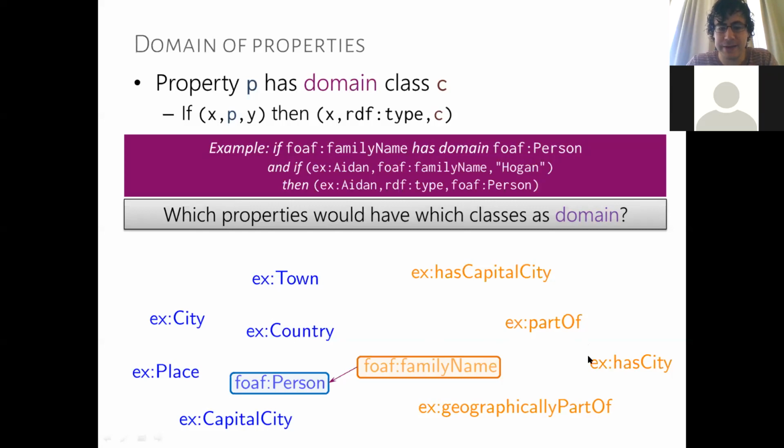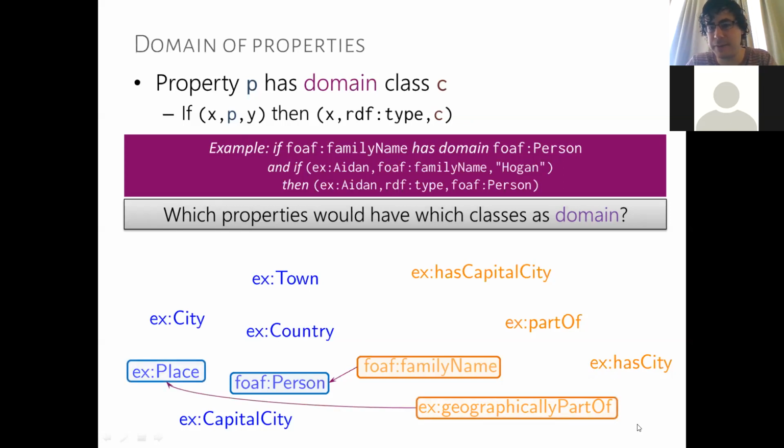Okay. What about has city? Again, we might want to use that for a state, not just a country. We might imagine that this would be a country. It would be the most natural option here, but it could also be a state, a county, and so forth. Example, geographically part of. Does that have a natural domain here? Well, we could probably infer that if something is geographically part of something else, then that thing is a place. It's a location somehow. So this one seems relatively safe to define. So we can define geographically part of as domain place.